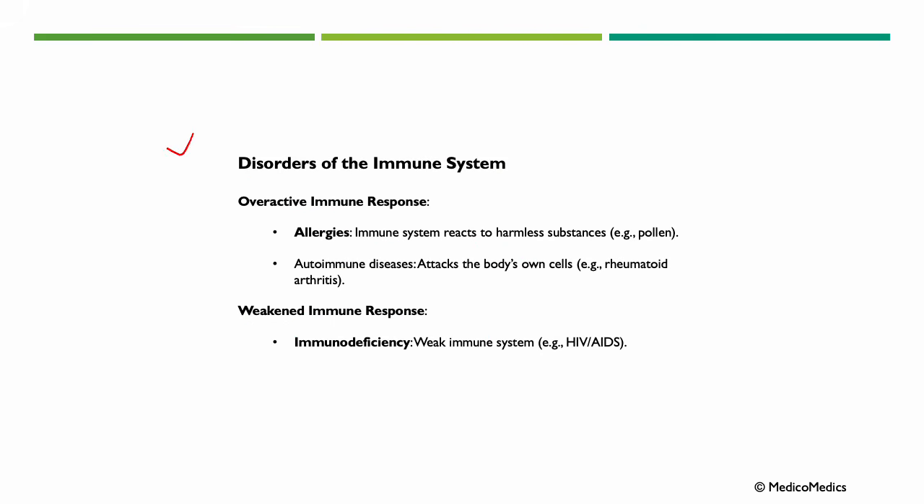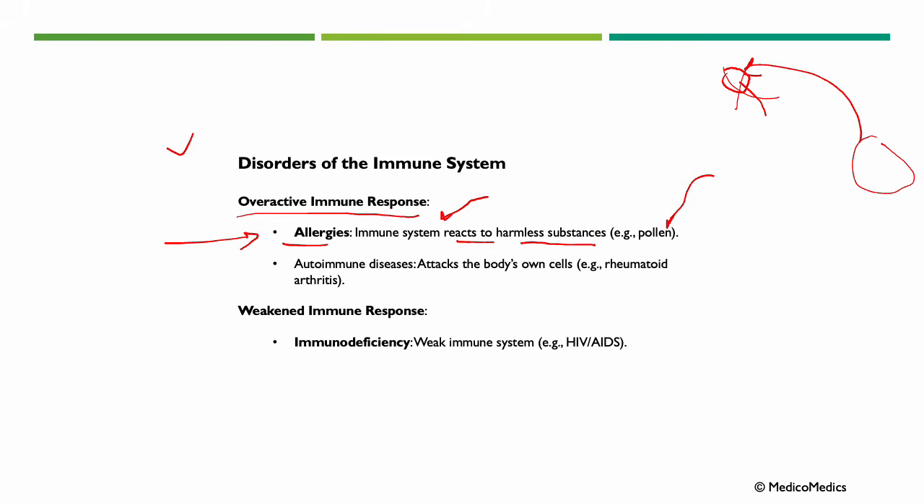Now let's briefly talk about disorders of the immune system. Here is an example of an overactive immune response. Like in allergies, this is when our immune system is reacting to harmless substances like pollen. So something that's actually not a pathogen that needs to be destroyed. It is harmless if it enters our body. Nevertheless, for some reason, our immune system is recognizing it as a threat. So we have an immune response and the increase of inflammation and whatever symptoms then follow.